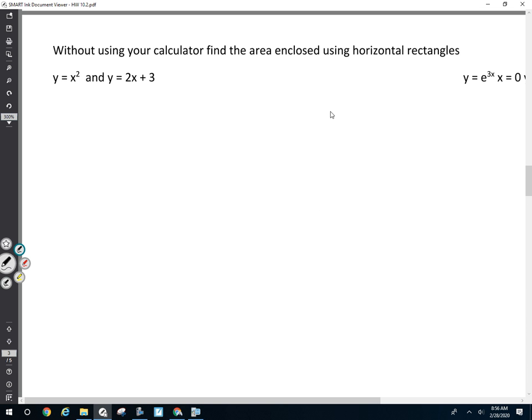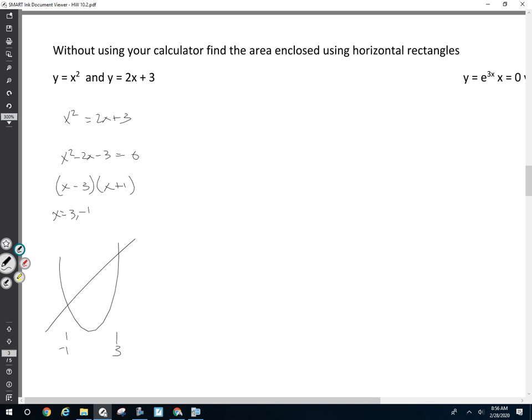Without using your calculator, find the area enclosed using horizontal rectangles. Okay, cool. Well, I can't use my calculator, so I'm going to have to find the intersections of these two equations. Set them equal to each other, and I get x squared minus 2x minus 3 equals 0. I get two x coordinates, x minus 3, x plus 1. So that's going to be 3 and negative 1. I know that this x squared and this 2x plus 3 will intersect like this. This is at negative 1, and this is at 3. Great.